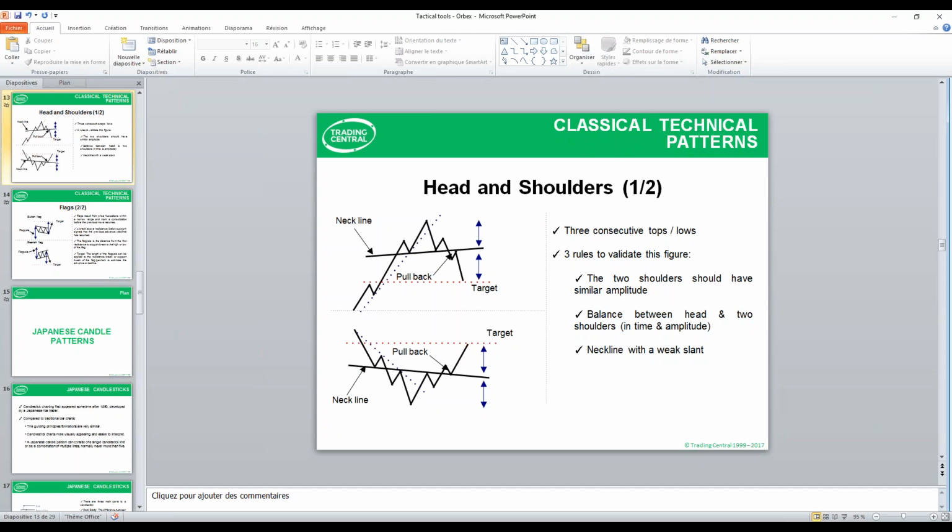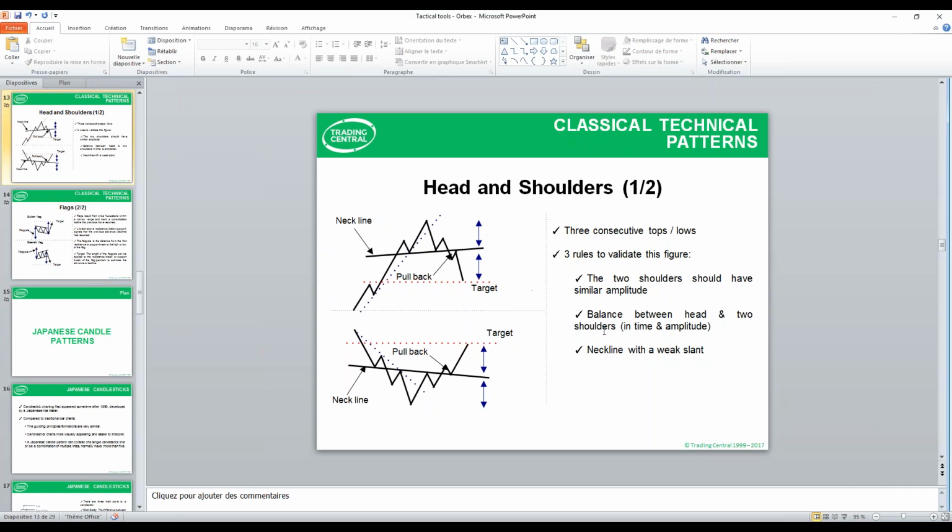So let me explain briefly the rules. As you can see on these charts, you have 3 rules to validate this pattern. The first rule is that the 2 shoulders should have similar amplitude. So you can see here the left shoulder, you can see here the head, and you can see here the right shoulder. So the first rule is that the 2 shoulders, so here and here, should have similar amplitude.